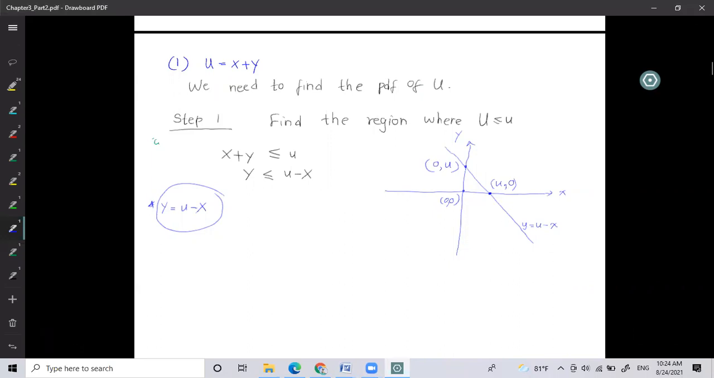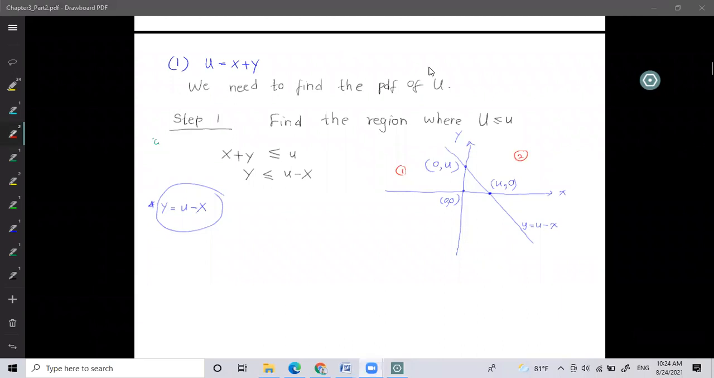Now what will be the region? This is the equal sign; the line is Y equals u minus X. So what will be the region which satisfies this inequality, Y less than or equal to u minus X? Is it the bottom part or the upper part? I'll write, is it region 1 or 2? Region 1 means everything below this line, and region 2 is everything above this line. Yes, it will be region 1.